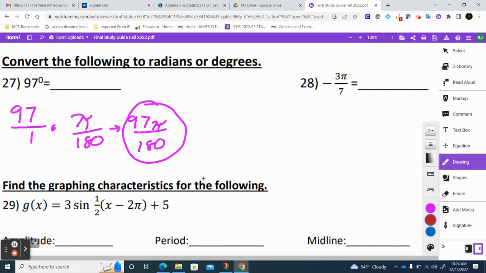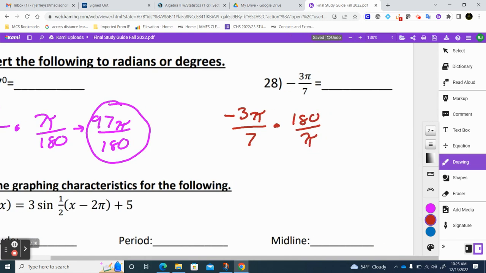So this one right here. This is when we multiply by 180 over pi. That way the pi's cancel. I'll have 7 right here. Now, this one I can get a decimal. So negative 3 times 180 is negative 540 divided by 7. We get like negative 77.1. Yeah. That one we can have a decimal.